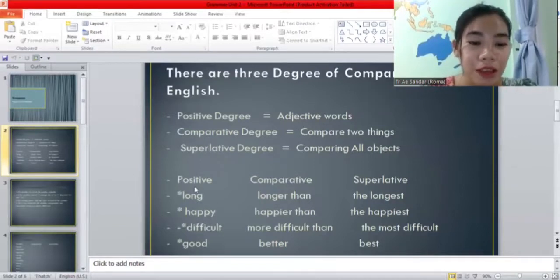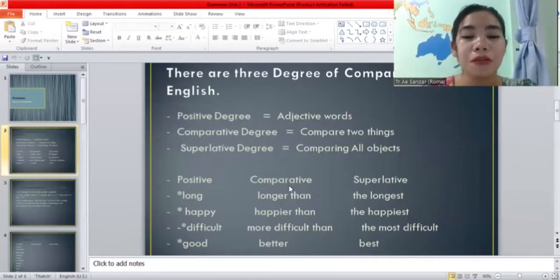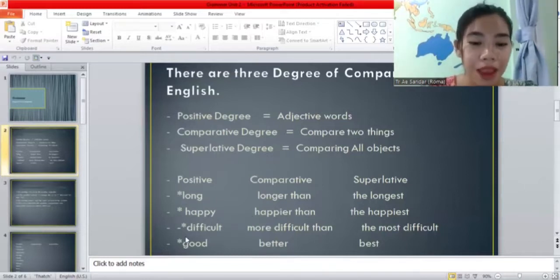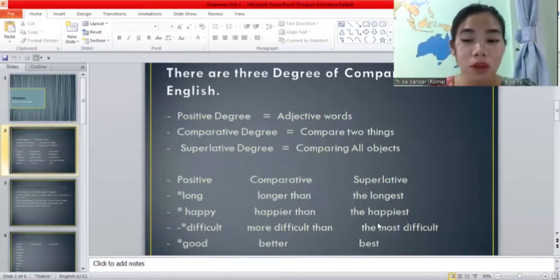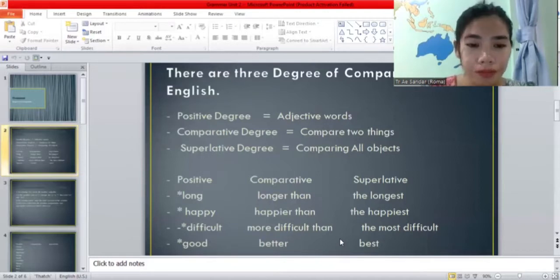So now let's see positive, comparative, and superlative. Here I give many different adjectives. Long: for the comparative, we use longer than, and for the superlative, the longest. Next, happy, happier than, the happiest. Difficult, more difficult than, the most difficult. Good, better, best.